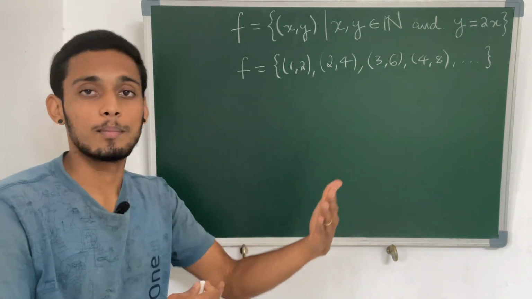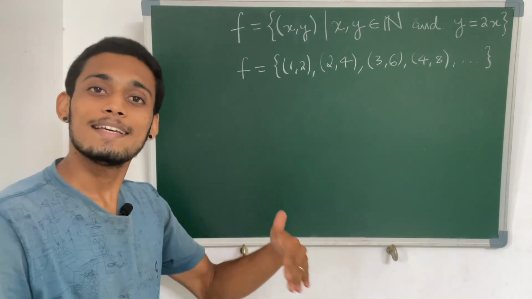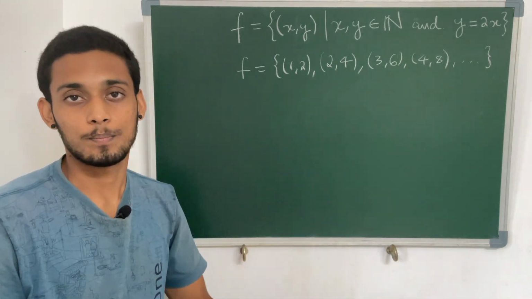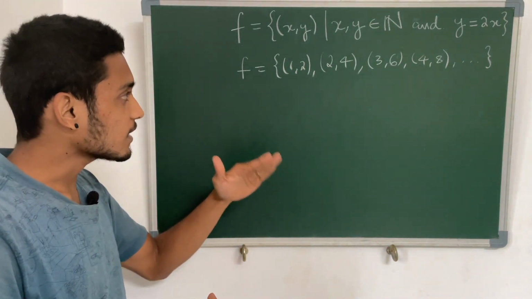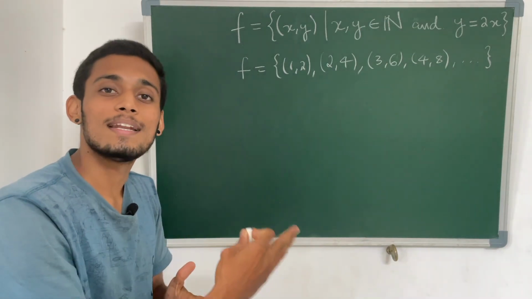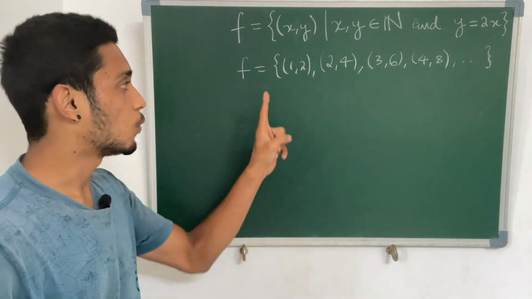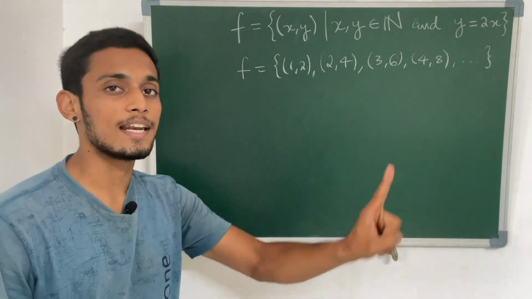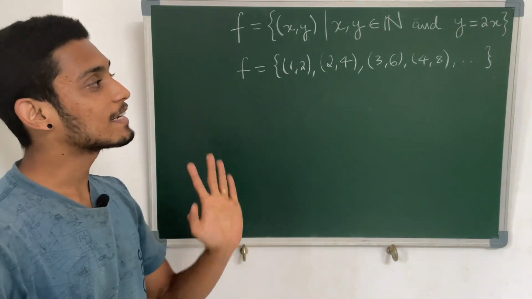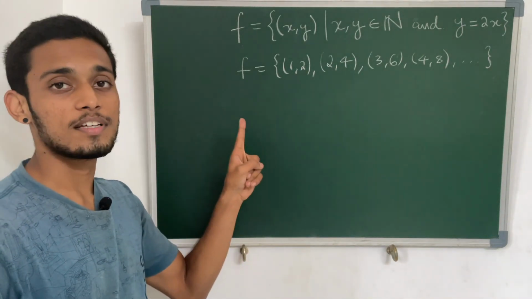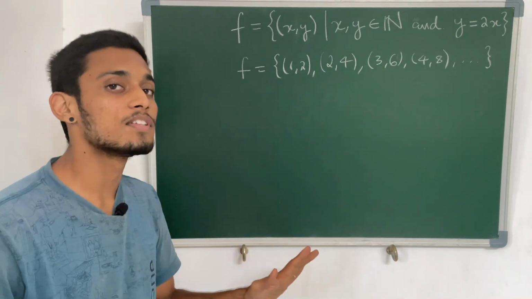So 1 cannot have two doubles. The double of 1 is 2. 2 times 1 is 2. And it's not possible that 2 times 1 is 4, 6 or anything else. So one element is mapped with one unique element. So from that I can clearly say that this relation f is a function. So I can say that with certainty.